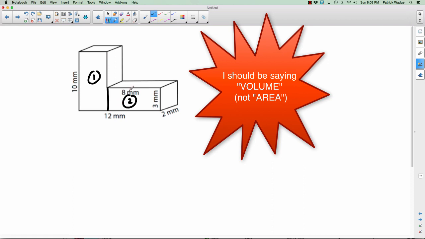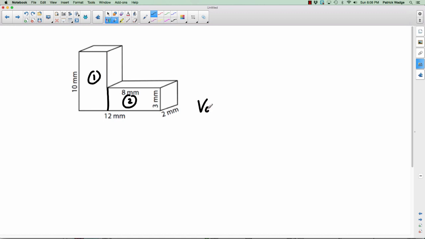Let's get the area of, well, sorry, not the area. Let's get the volume of 2 first. I think it might be a little bit easier. So the volume of 2, this shape right here, it's a rectangular prism. What's the formula for the volume of a rectangular prism? It's length times width times height.